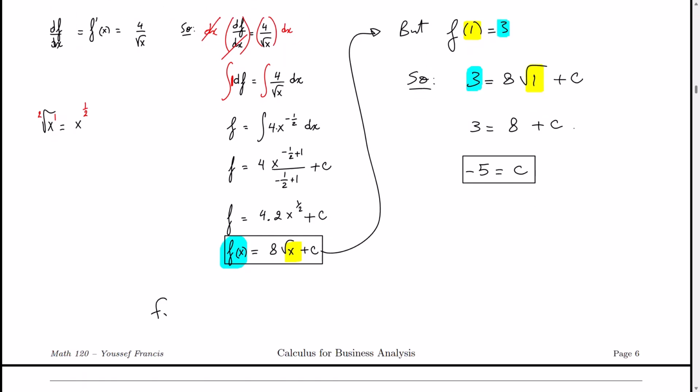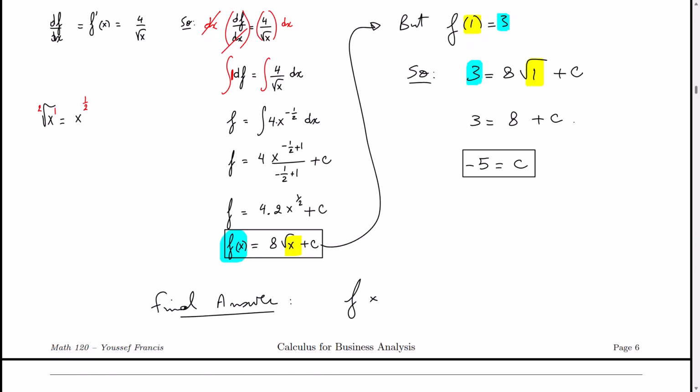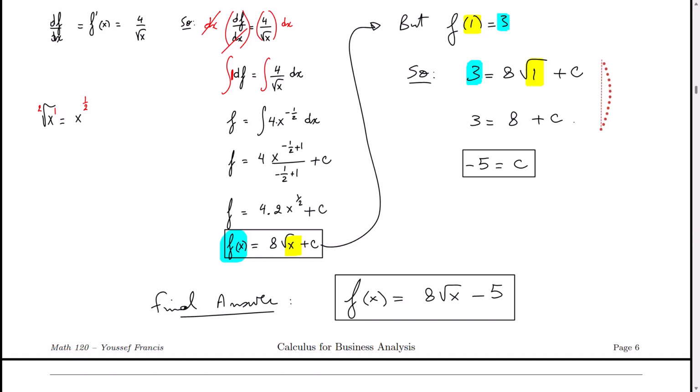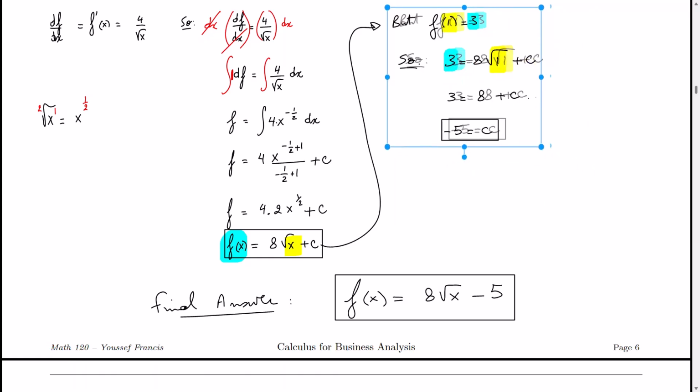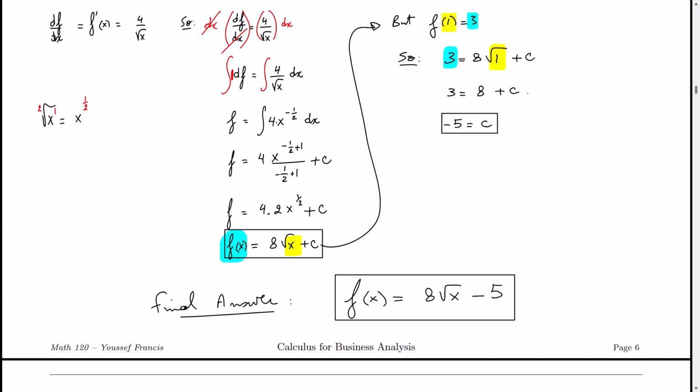So the final answer, if you want, so what do I write down at the end for my final answer? I write down that the little function of x that we're searching for is 8 square root of x minus 5, because now we know what c is. And so this is the final solution that we have to present to the person giving us the problem. So everything else we had to do is basically just to get us to this point in time.